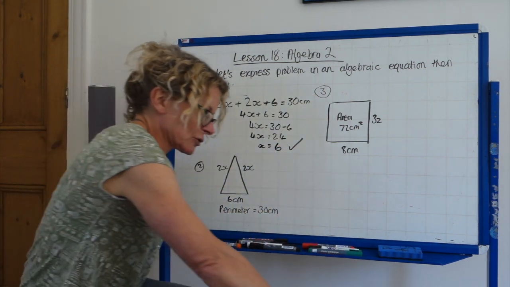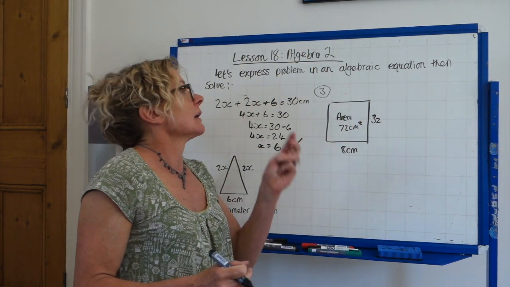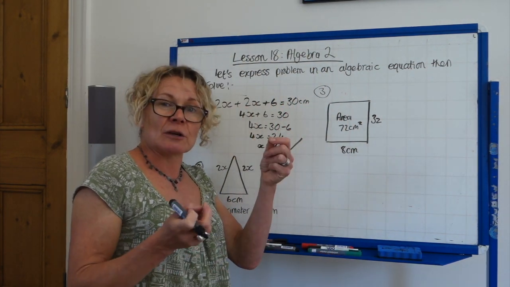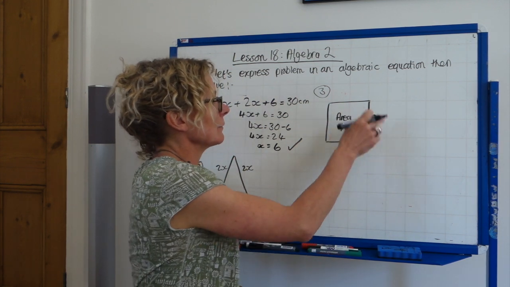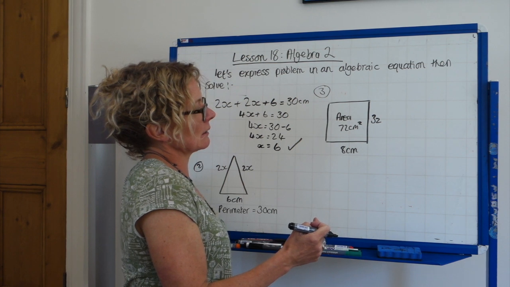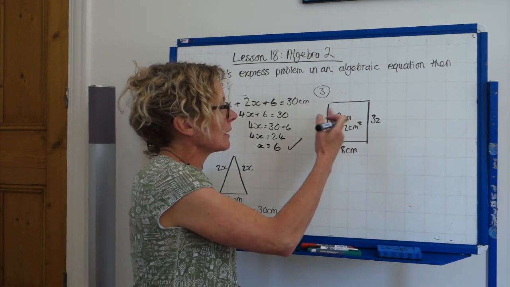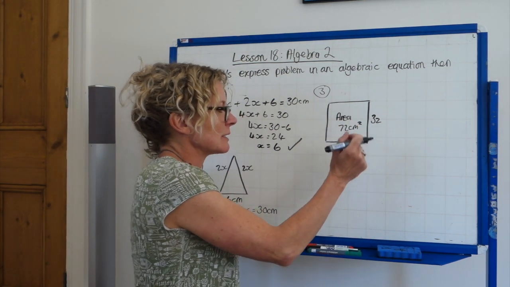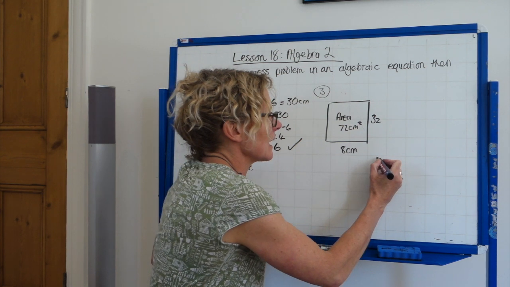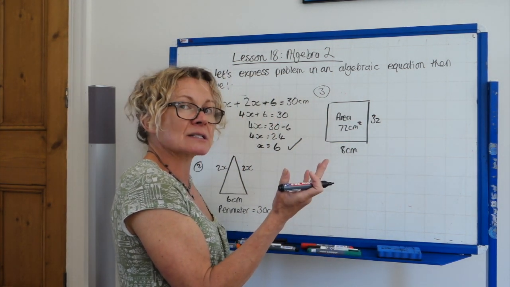So we've got one more to do over here. Then I'm going to set you some similar equations and problems to do, and I'll give you the answers tomorrow. Right, let's have a look. This one. I think it's a rectangle. It looks a little bit like a square, but I think it's a rectangle. We know that the area is 72 centimetres squared.